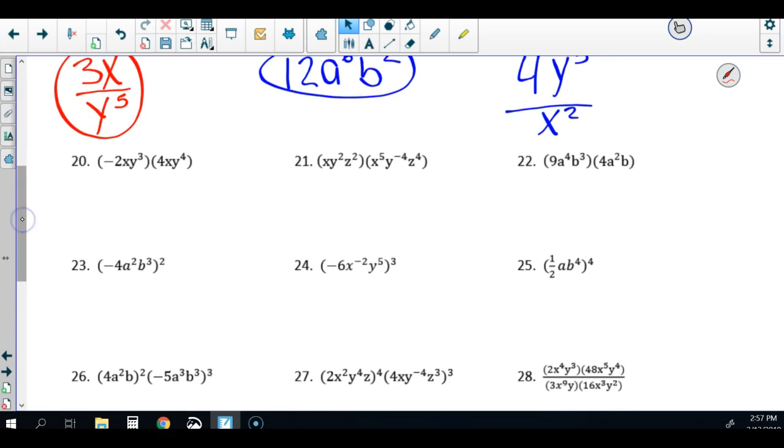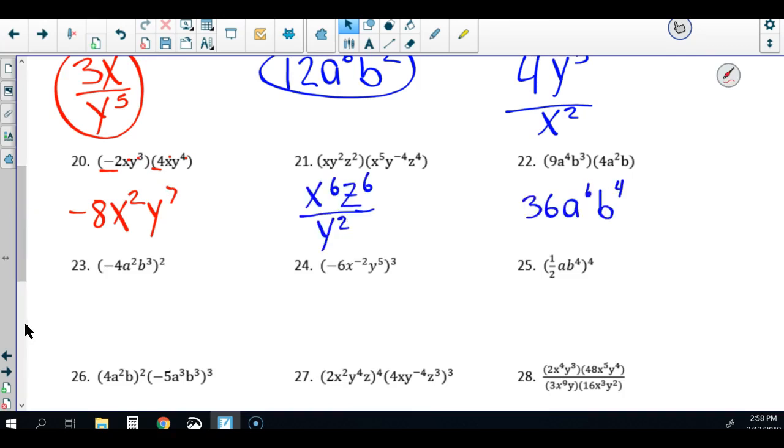Number 20, this is a multiplication problem. The multiplying rules tell me to multiply the coefficients to get negative 8 and add the exponents. X to the invisible 1 and invisible 1 is 2. Y to the 7th because of 3 plus 4. And then 21, 22, we have these answers here.